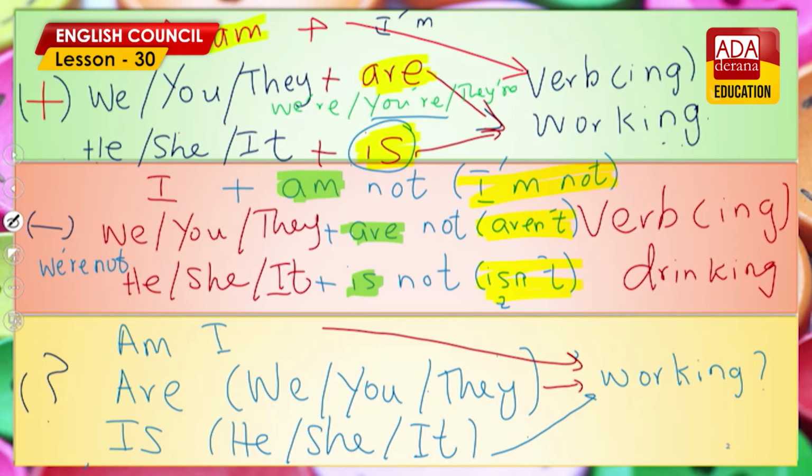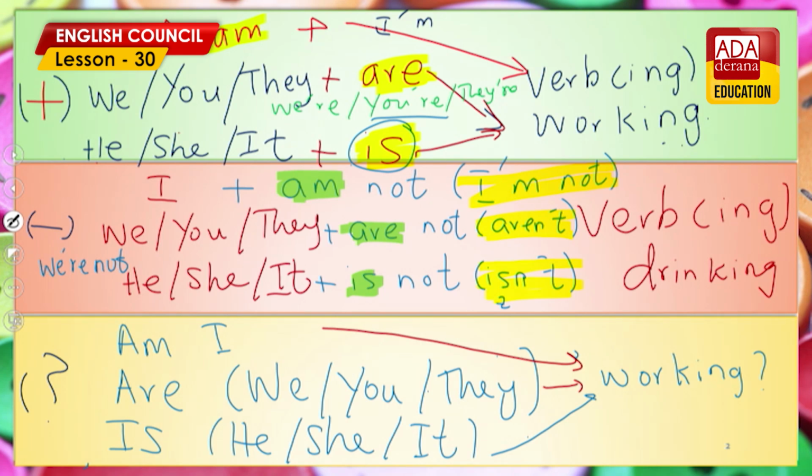Verb, two more verbs. Brush. I am brushing, we are brushing, you are brushing, they are brushing, he is brushing, she is brushing, it is brushing. Negative. I'm not brushing, we aren't brushing, you aren't brushing, they aren't brushing, he isn't brushing, she isn't brushing, it isn't brushing. Question. Am I brushing? Are we brushing? Are you brushing? Are they brushing? Is he brushing? Is she brushing? Is it brushing?